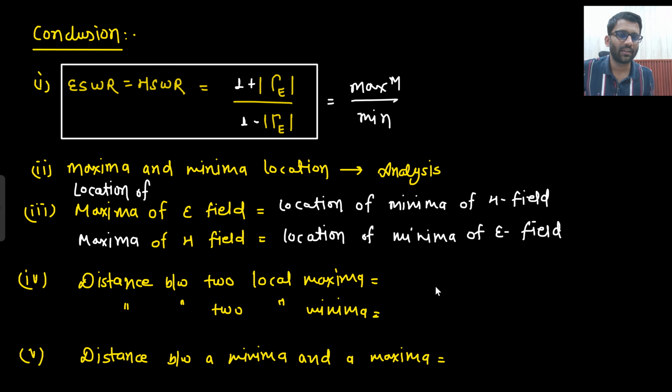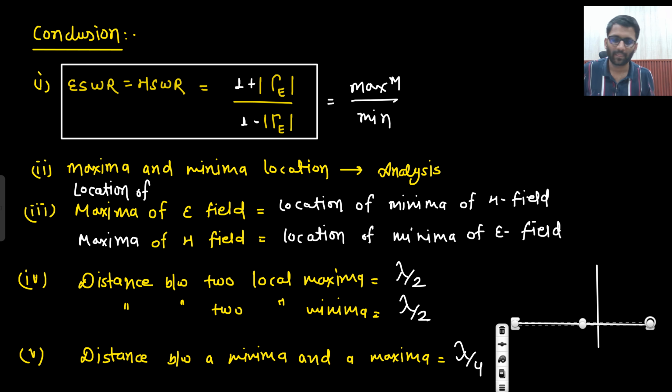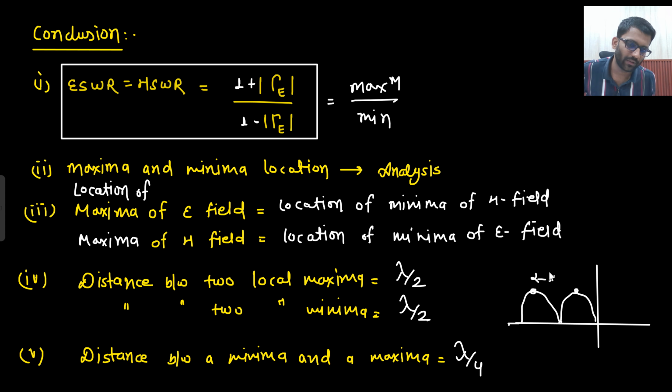Distance between two local maxima, what is that? Lambda by 2. Distance between two local minima, lambda by 2. And distance between a minima and a maxima, lambda by 4. I hope you remember this. I will draw the diagram as well so that you remember it for a longer time. So if they are asking the distance between these two, that will be lambda by 2. Between these two, that would be lambda by 2. And between these two, that would be lambda by 4. Lambda by 2, lambda by 2, lambda by 4.